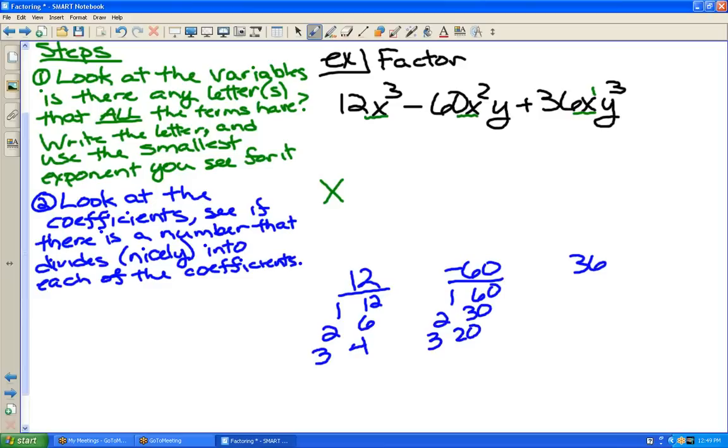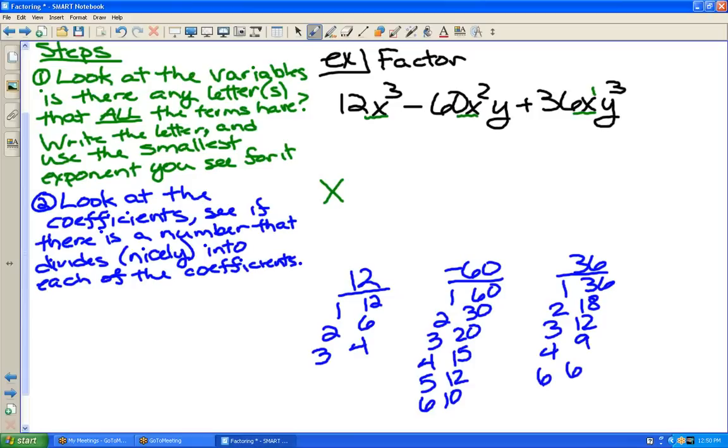4 goes into 60 15 times. 5 goes into 60 12 times. 6 goes into 60 10 times. 7 doesn't go. 8 doesn't go. 9 doesn't go. And I'm back to 10, so that's all of them. Bigger numbers are next. 36, 1 and 36, 2 and 18, 3 and 12, 4 and 9. I don't have a whole classroom of people who stop me when I do things wrong. 6 and 6. And since they repeated, I know I'm done right there.